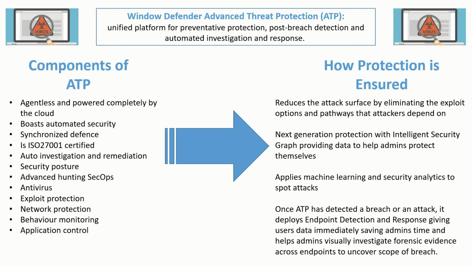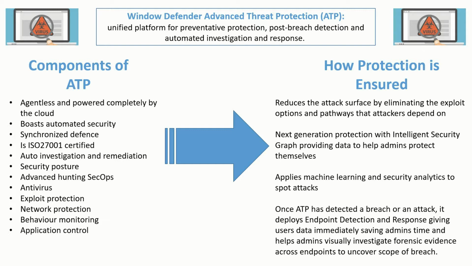Once ATP has detected a breach or an attack, it deploys an endpoint detection and response, also known as EDR, giving the admin data immediately, saving them lots of time, and helping admins to visually investigate for forensic evidence across endpoints to uncover scopes of breach.